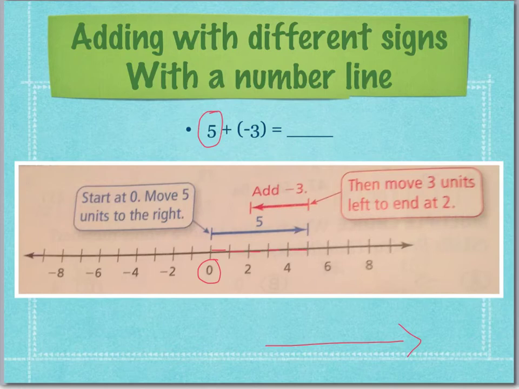Then I'm going to add negative 3. So I'm adding a negative number. I'm going to move in the direction towards the negative numbers 3 spaces. So I'm going to go back 1, 2, 3. And I end up at positive 2.